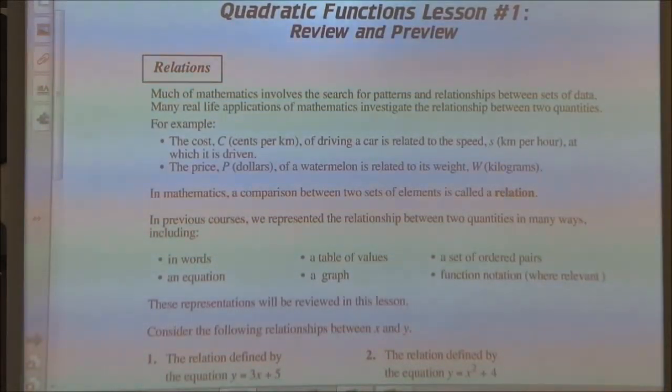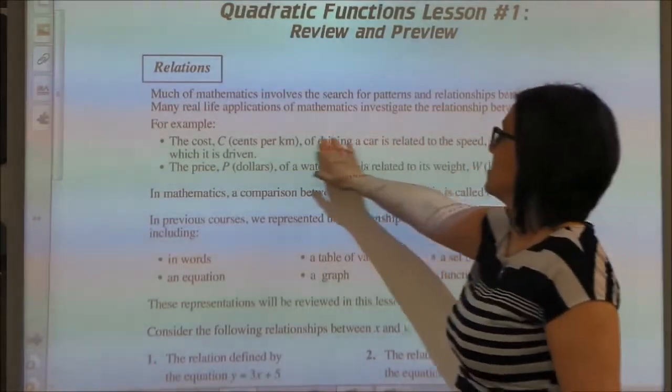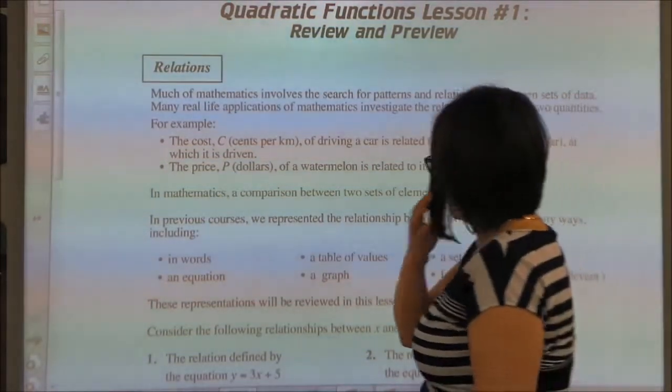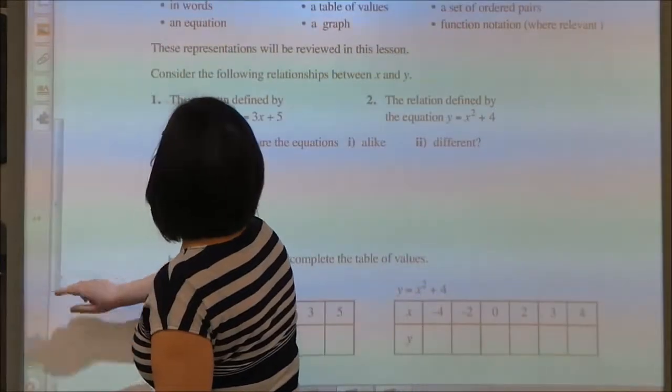In grade 10, we looked at actually 7 different ways, there's 6 listed here, of how we could represent two quantities. So we can do that in words, that's what is right here. This is a relationship in words. We can do this as an equation, we can have a table of values, a graph, a set of ordered pairs, or function notation. Okay? These representations are going to be reviewed in this lesson.